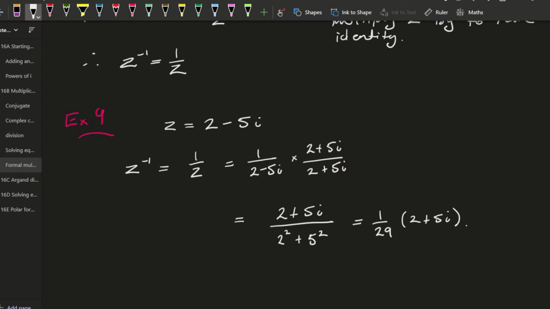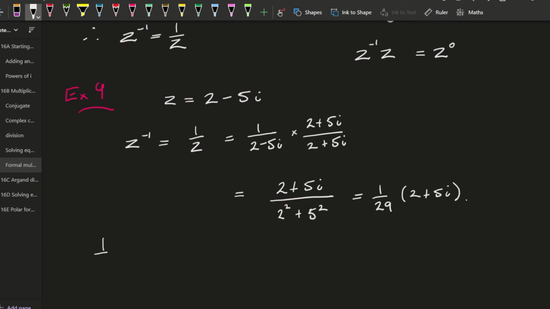There's two little points I'd like to make here, and one is, generally speaking, Z to the minus 1 times Z should be equal to Z to the 0, and sure enough, that's the case. The other thing you should be able to see is that 1 on Z is going to equal 1 on Z times the conjugate on the conjugate. Our new denominator is the modulus of Z squared, and the numerator is the conjugate. And I'll leave it to you to check that multiplying Z by that will always equal 1.